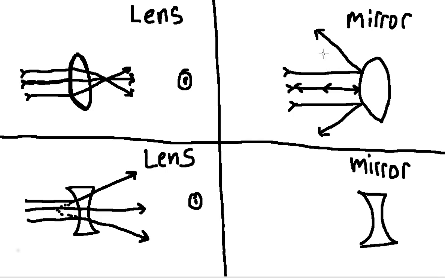For instance, the focal point for this one, all I would have to do is follow these lines back, and it would look as if this image was right here. Wherever these lines appear to emerge from, that's what we call a virtual image. Whereas this right here, where they actually come together, that is where there is a real image being formed versus a virtual image being formed.